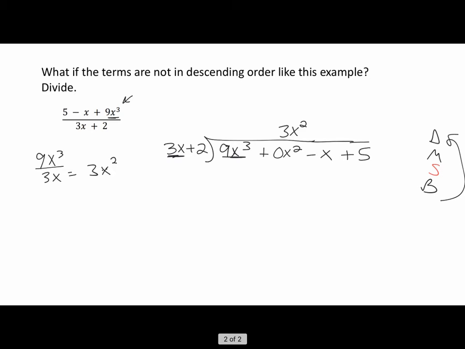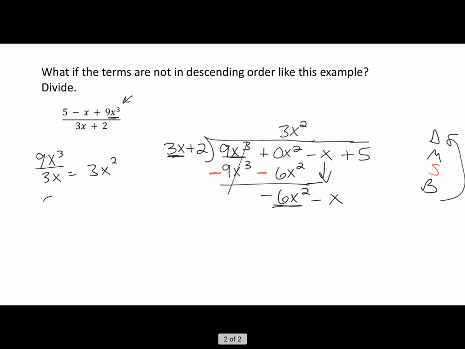Then we multiply that by each term of the divisor. So 3x squared times 3x is 9x cubed. 3x squared times 2 is 6x squared. Then we need to subtract, so that changes those signs so that the x cubes disappear, or add to 0, right? 0 minus 6 is negative 6x squared altogether. We want to bring down our next term, minus x, and start all over again.